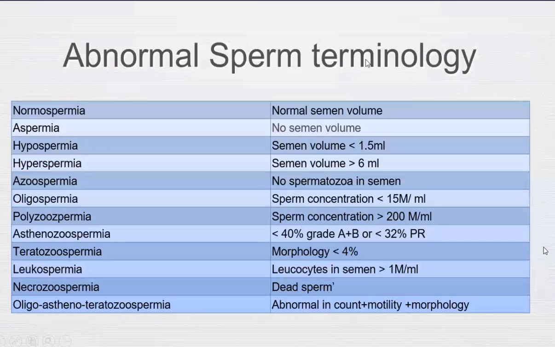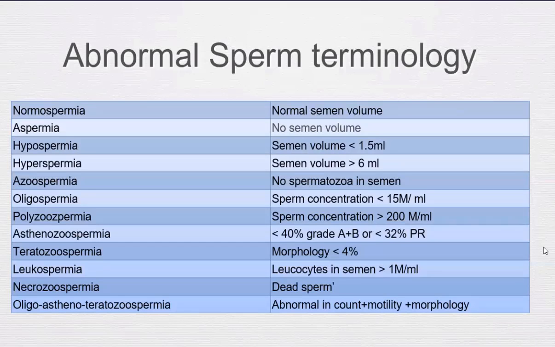So, abnormal sperm terminology. Aspermia means there is no semen volume. Hypospermia, when the volume is less than 1.5. Hyperspermia, when the volume is more than 6 mils. Azoospermia means there is no spermatozoa in semen. Oligospermia, when the count is less than 15 million per mil. Polyzoospermia, when the concentration is more than 200 million per mil. Asthenospermia, meaning there is abnormality in the motility, less than 40% in total motility or less than 32% in grade A plus B.